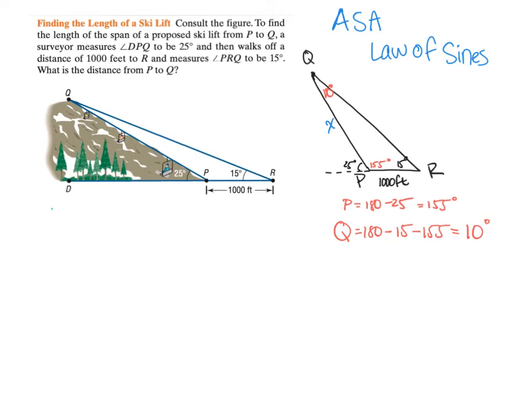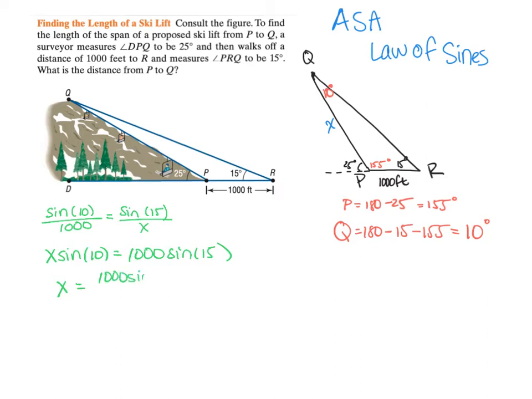We're going to have sine of 10 over 1,000, so our angle and our side length, is equal to sine of 15 over that other value, that x value. Now that we have that set up, we're just going to solve like normal. You're going to cross multiply to get 1,000 sine of 15. Then we'll divide both sides by sine of 10, and we'll get that x is equal to 1,000 times sine of 15 over sine of 10.